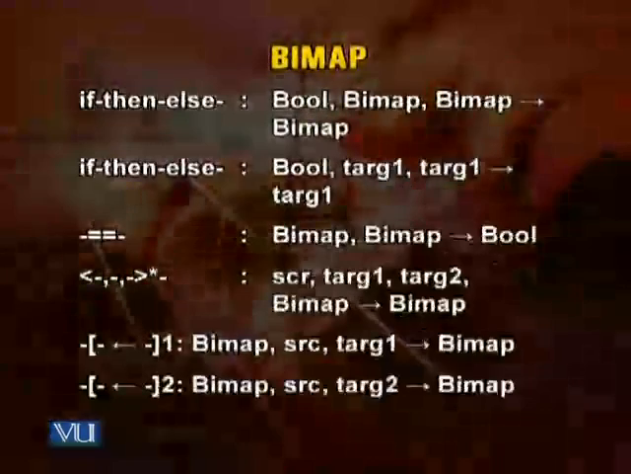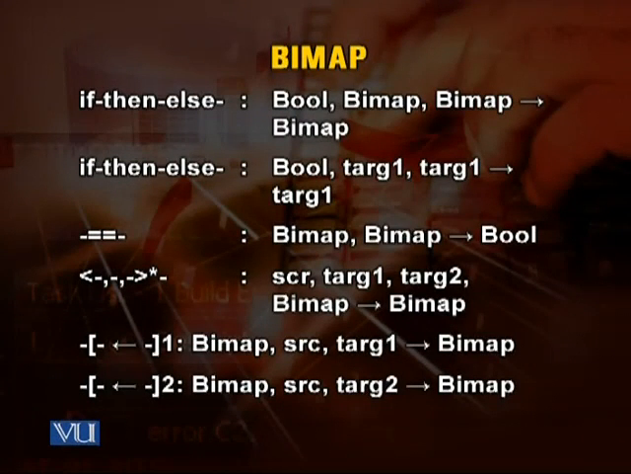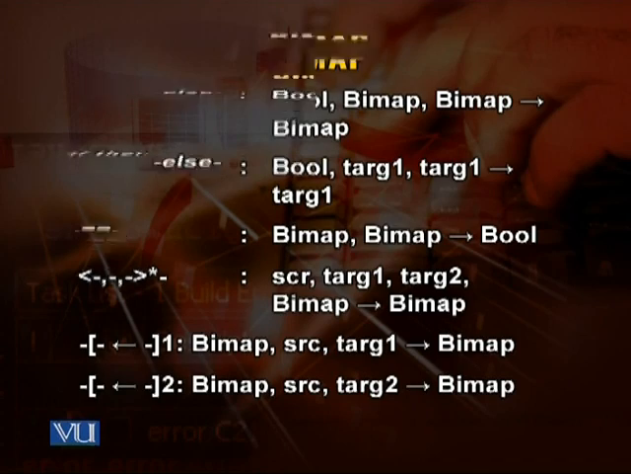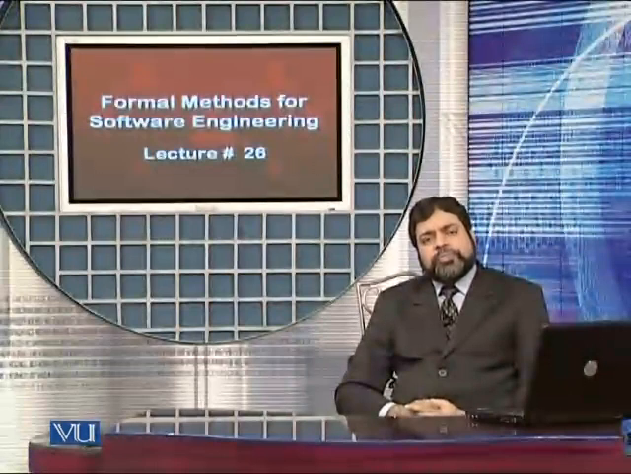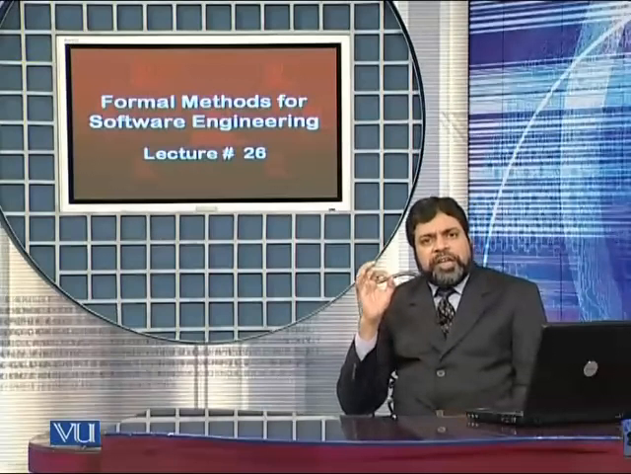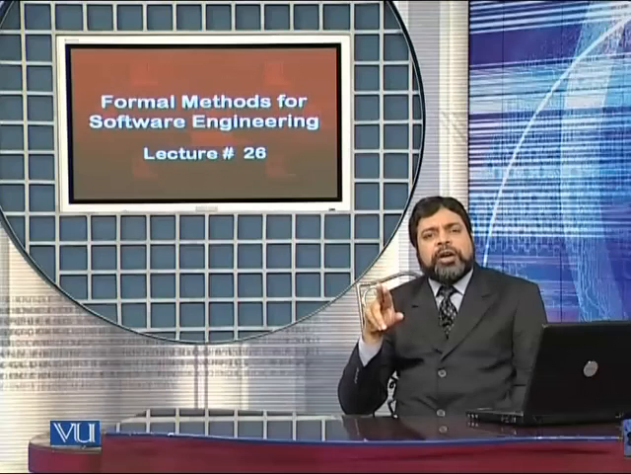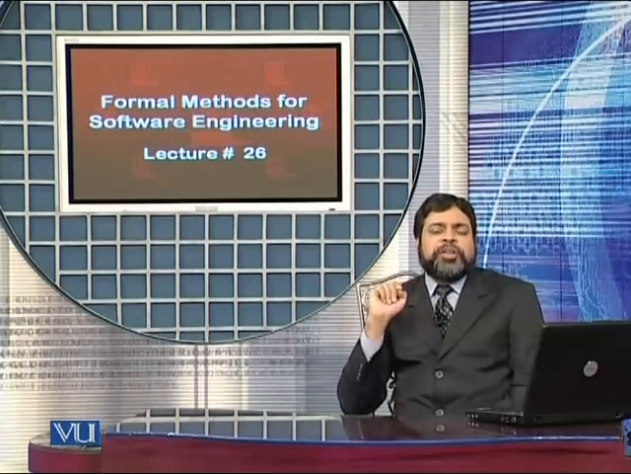Let us have a look at the signature once again. The signature is first argument, that is a bimap, bracket, second argument, that is the source. Then we have the left arrow, and the third argument, that is target 1, and 1, that is bimap. This is an edit operation. What it gives us is, given the bimap and the source, replace the old target 1 with this new target 1 that has been supplied here.